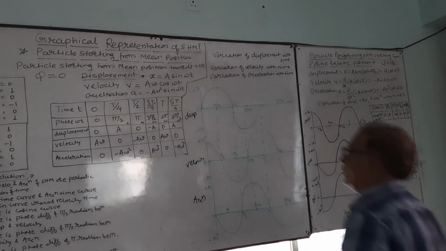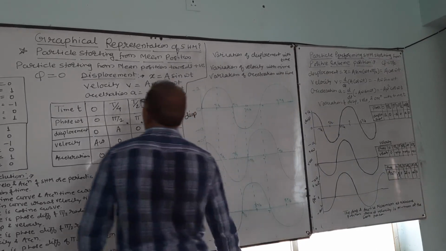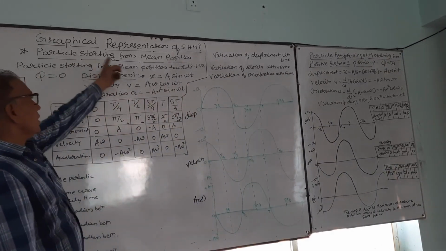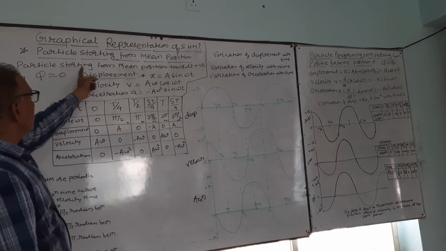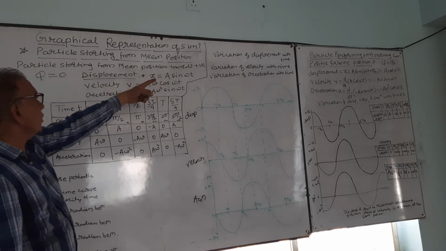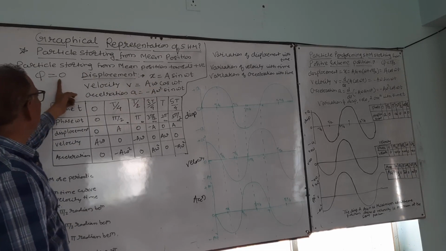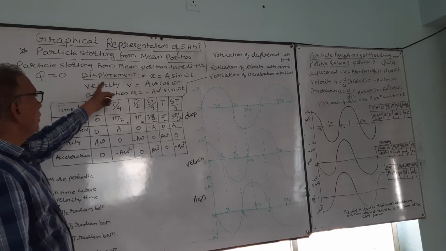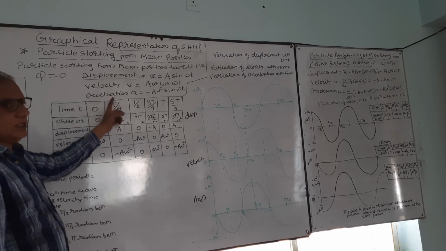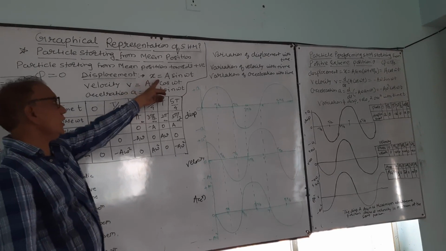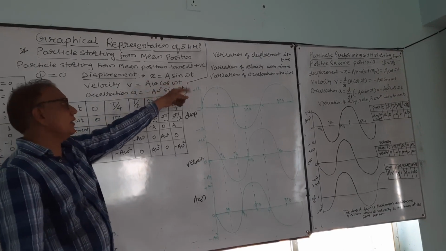Graphical representation of SHM. When a particle starts from the mean position toward the positive direction, phi is equal to 0. Therefore, there are three different equations: displacement, velocity, and acceleration. Displacement x, basic equation: a sin of omega t.